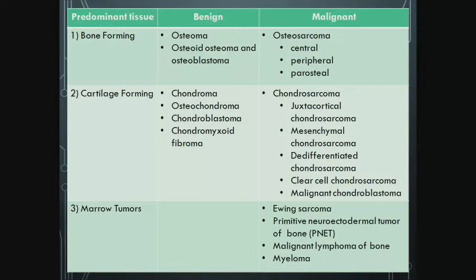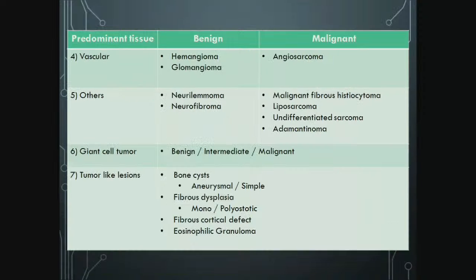Marrow tumors are generally malignant tumors, they don't have a benign type. In the malignant ones, the important ones are the Ewing sarcoma, myeloma, multiple myeloma, or malignant lymphoma of the bone, or primitive neuroectodermal bone tumor. The remaining are quite easy to remember. In vascular you have a hemangioma and glomangioma, whereas malignant is angiosarcoma.